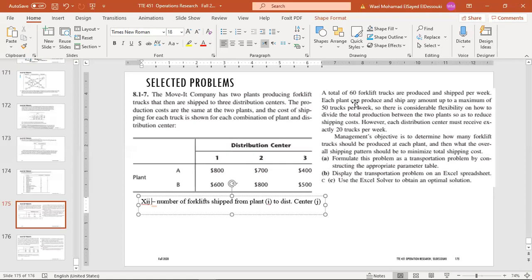Okay, let's read this back again carefully. Say a total of 64 forklift trucks are produced and shipped per week. Each plant can produce and ship any amount up to a maximum of 50 trucks per week. So there is considerable flexibility on how to divide the total production between the two plants so as to reduce the shipping cost. However, each distribution center must receive exactly 20 trucks per week. Okay, let's read the next paragraph. Management's objective is to determine how many forklift trucks should be produced at each plant, and then what the overall shipping pattern should be to minimize the total shipping cost.